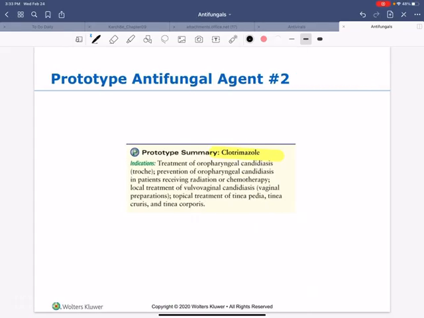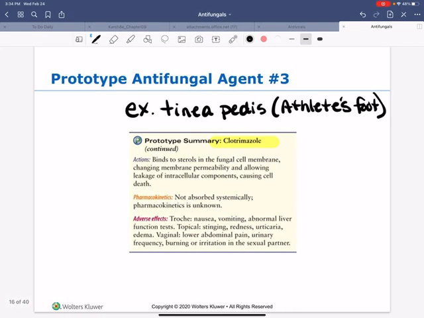And yeah, as you can see, we treat it for oral yeast. It could be from radiation and chemo causing yeast, athlete's foot, on the head, jock itch, vaginal yeast. All right, and clotrimazole is the other one that you have to know. So an example for this one too would be for tinea pedis or athlete's foot.